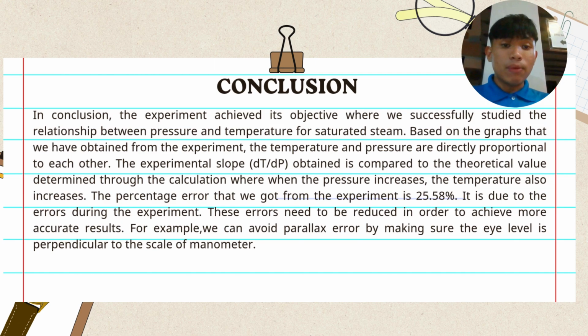The percentage error that we got from the experiment is 25.58%. It is due to the errors during the experiment. And we know that these errors need to be reduced in order to achieve more accurate results. For example, we can avoid parallax error by making sure the eye level is perpendicular to the scale of the manometer.